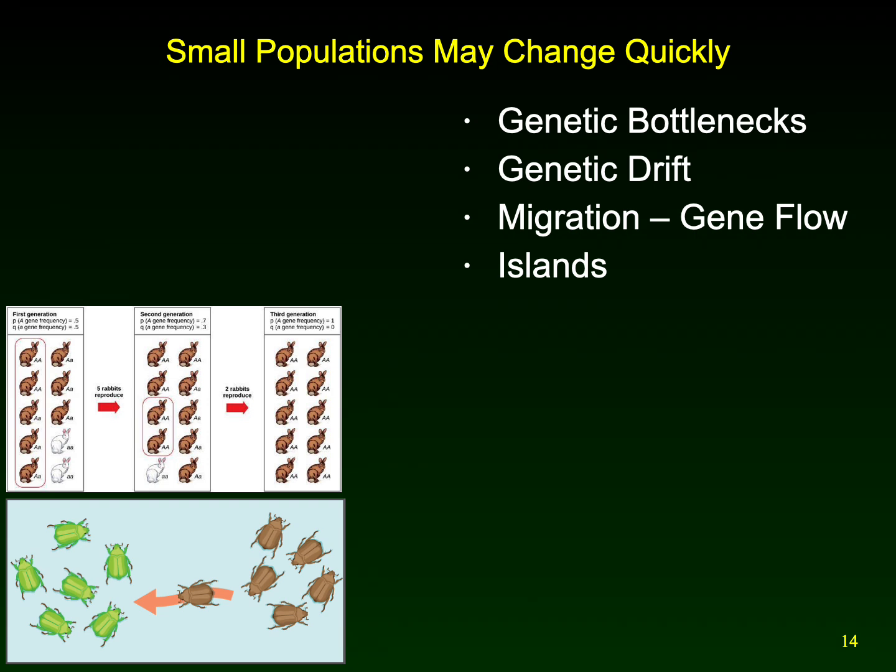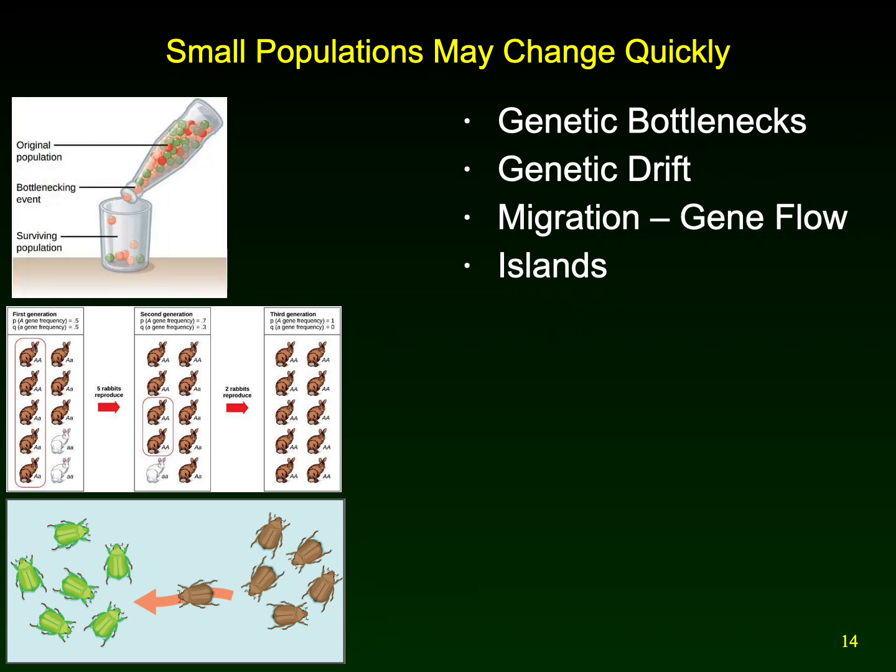We see these are called genetic bottlenecks. You also get random changes in these small populations referred to as genetic drift. And so these illustrations here show that, okay, this may happen at different times.